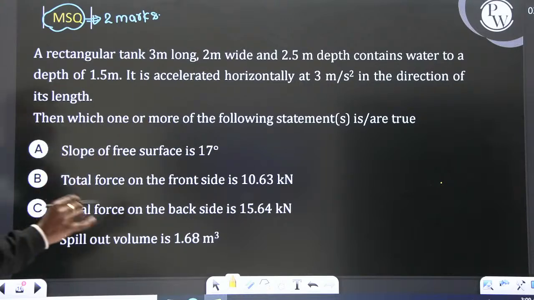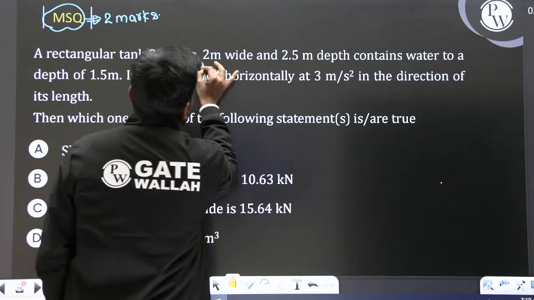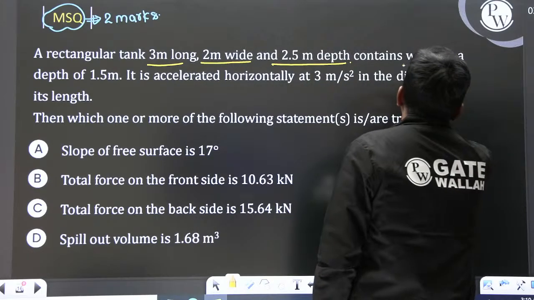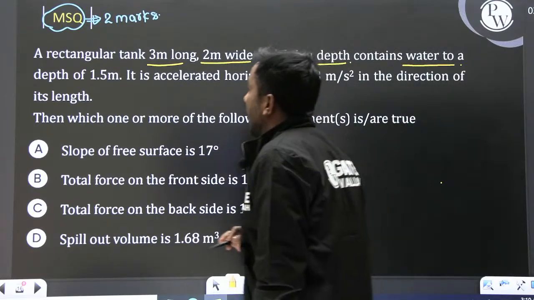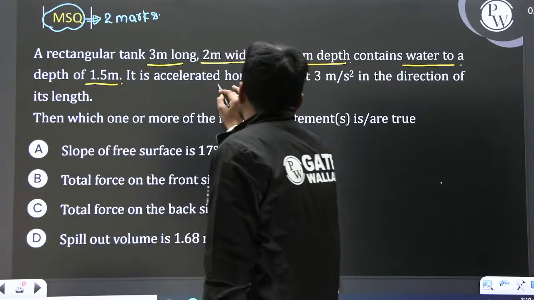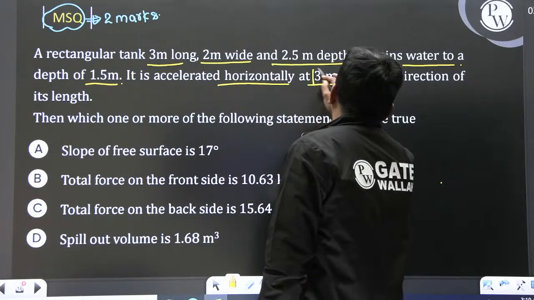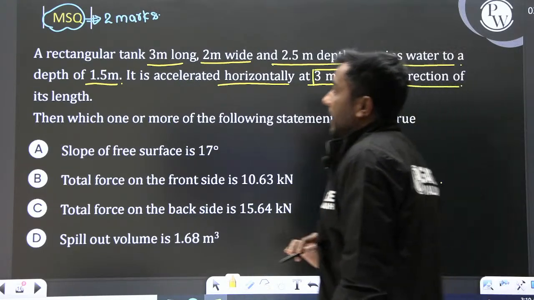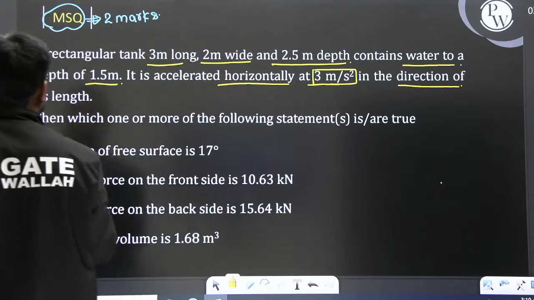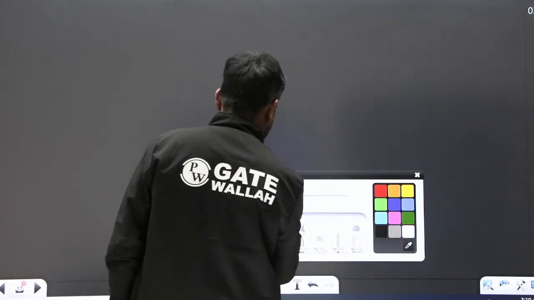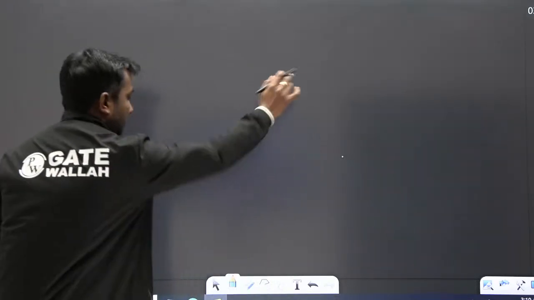A rectangular tank 3 meter long, 2 meter wide and 2.5 meter depth contains water to a depth of 1.5 meter. It is accelerated horizontally at 3 meter per second square in the direction of its length. Okay, so let me first draw the diagram. What they are saying. Clear?